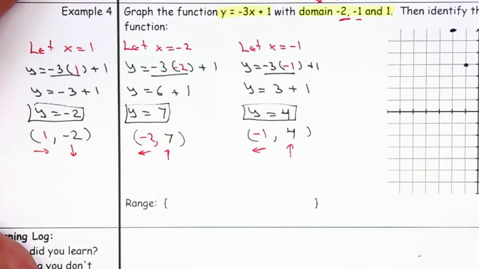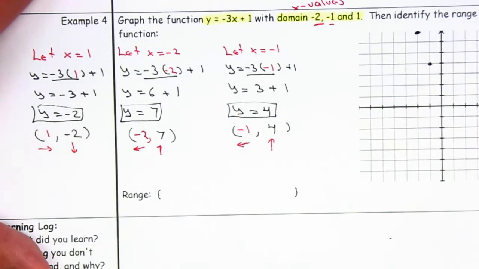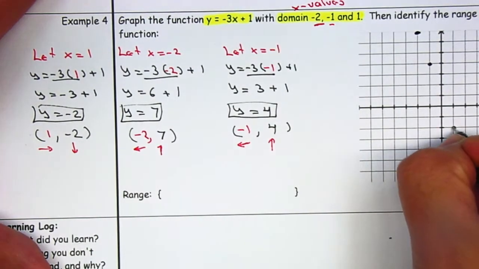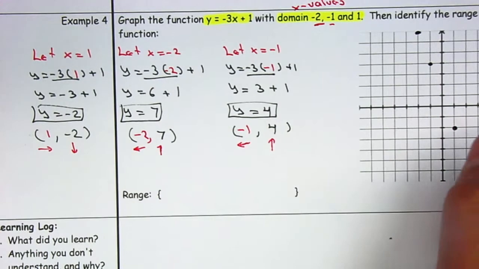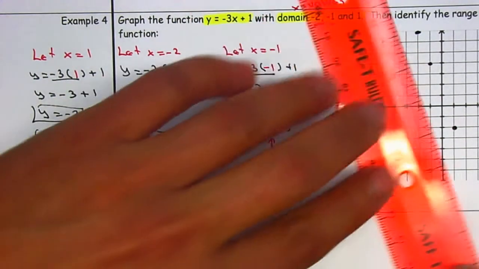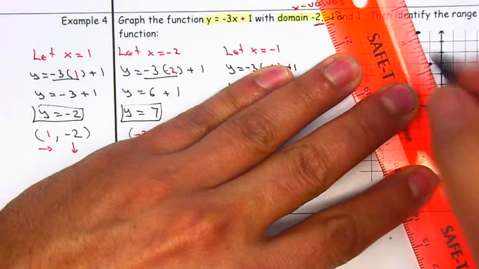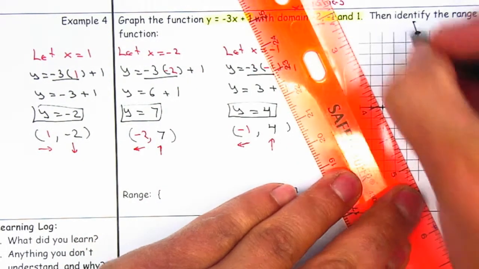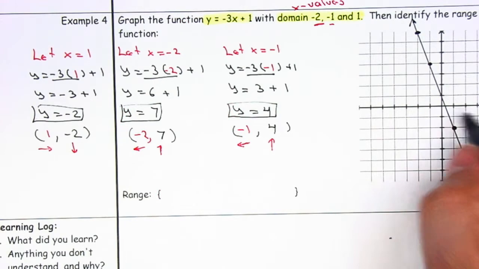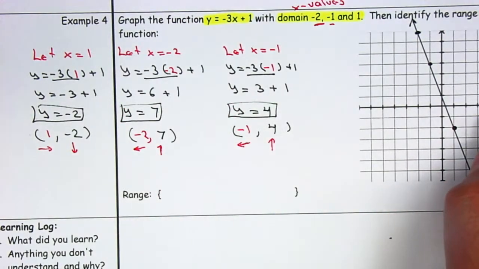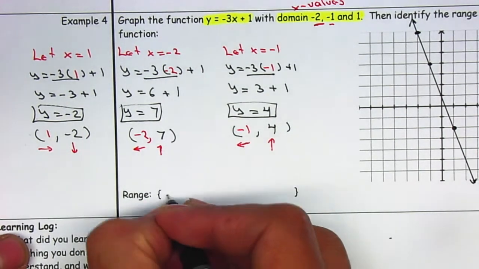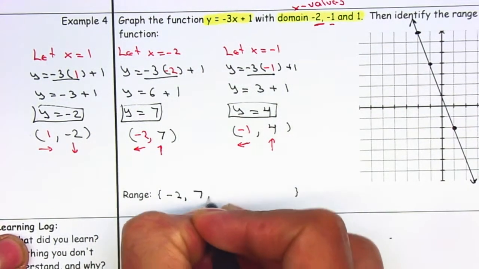So let's go and graph it. I'm going to go to the right 1 and down 2, and that'll be my other point. I'm going to connect all 3 points, and that should give me a straight line. Now, if I want additional points, then I can plug in a 0, a 2, and a 3, and that'll give me all the points on the graph. My range for these 3 points will be -2, 7, and 4.